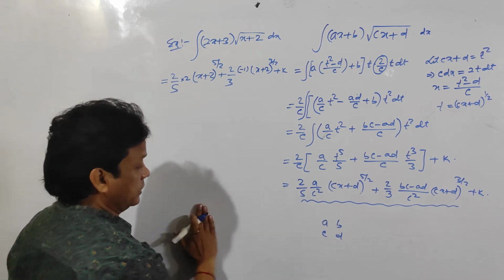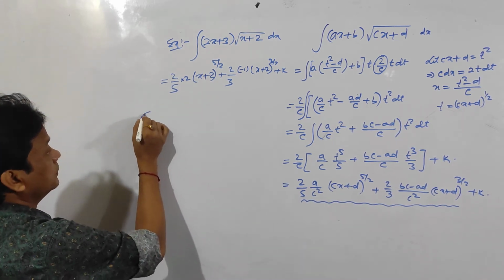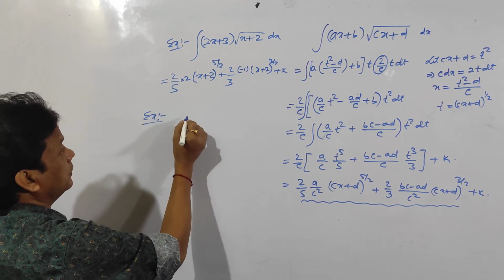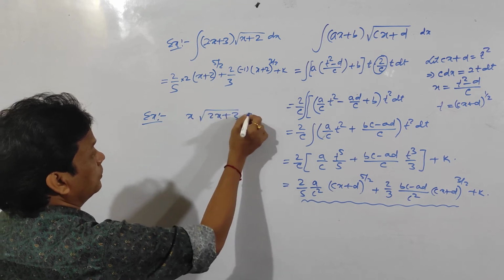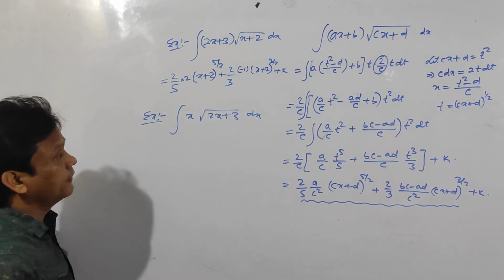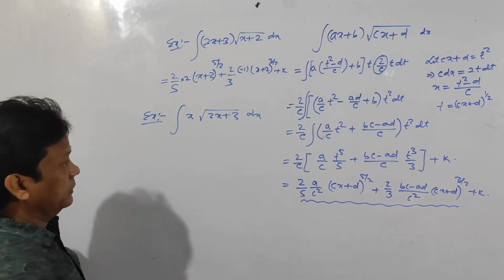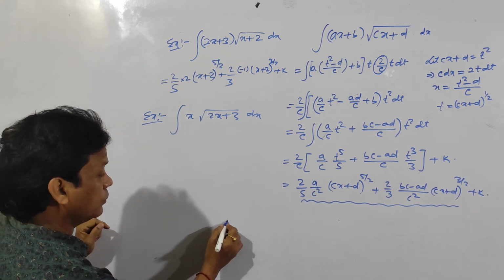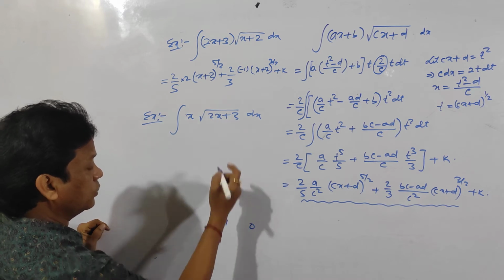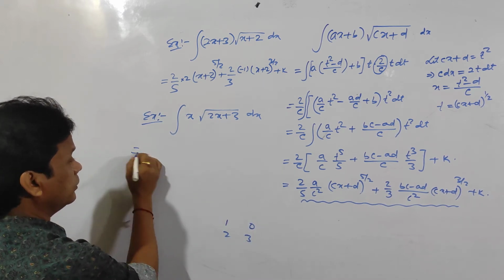Here is another question I am going to tell you. Integration of x into square root of (2x plus 3) dx. How to do this one? Here a is 1 and b is 0, and c and d are 2 and 3. So what is your formula? 2 by 5.